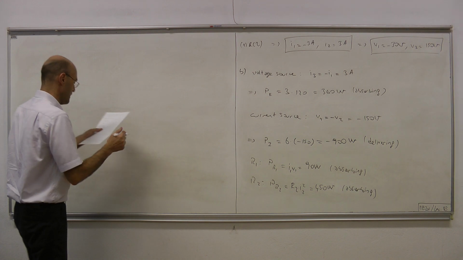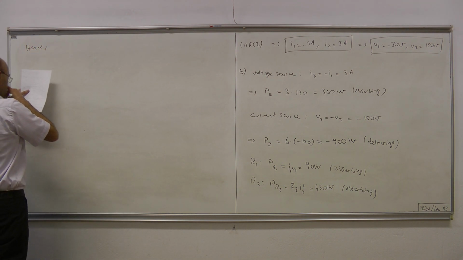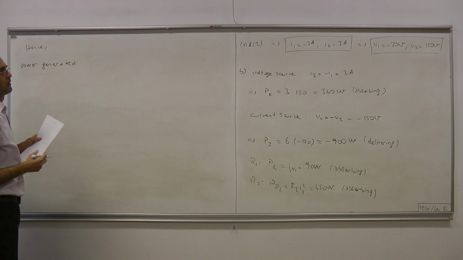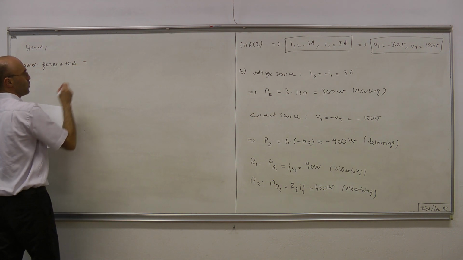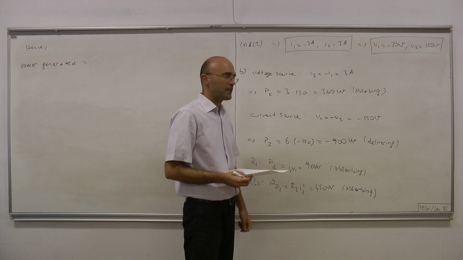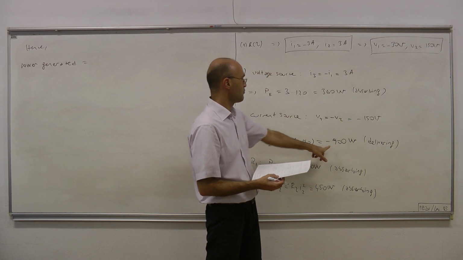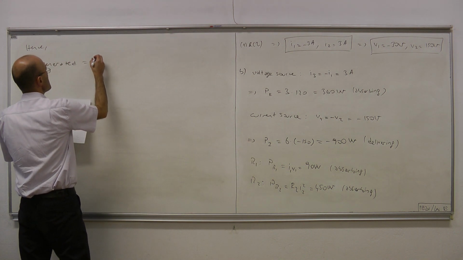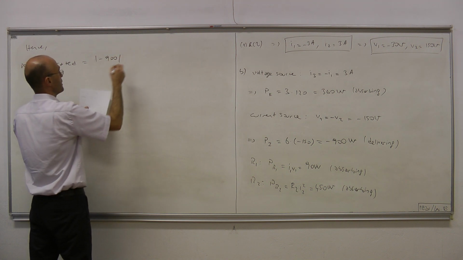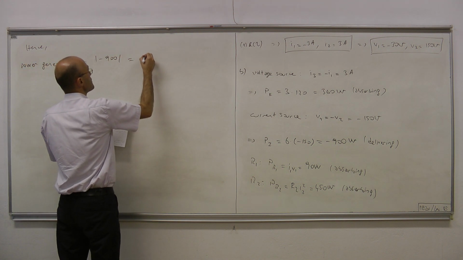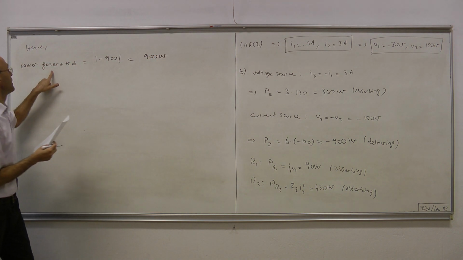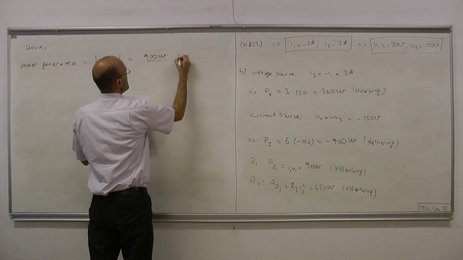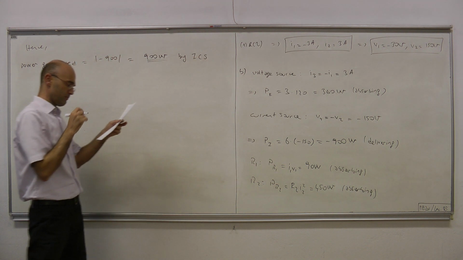So let's do that finally. Hence, power generated equals, you sum all the negative powers. We have only one negative power, and that's minus 900 watts for the current source. We're now talking about magnitudes only. So what we have is 900 watts of power that's being generated by the independent current source.